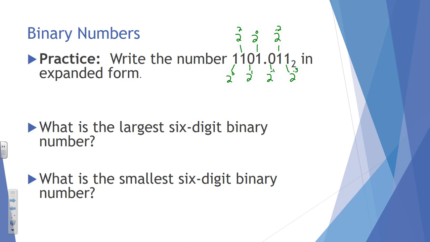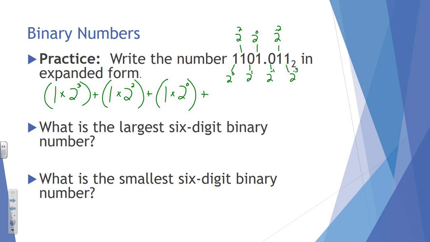So if we expand that, we have a 2 to the 3rd, we have a 2 to the 2nd, we don't have any 2 to the 1st, but we do have a 2 to the 0, or just a 1. Beyond our binary point, we have no 2 to the negative 1 powers. Oops, I'm going to have to drop down a little bit here. And we have 1 2 to the negative 3rd power. And we've written that number in expanded form.